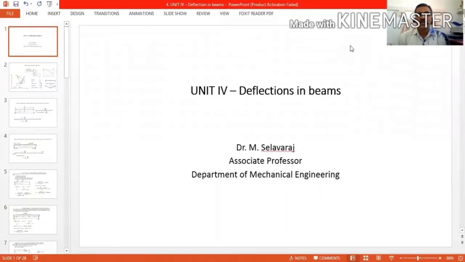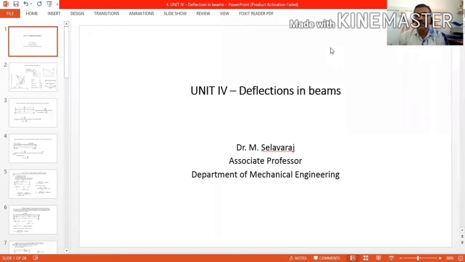So today we are going to discuss how to calculate deflection in beams. When a body is subjected to axial load, how do we find the deflection? We know delta is equal to PL by AE. That is the equation. But when a shaft is subjected to torsion, how do we calculate the angular twist? We know T by J is equal to tau by R is equal to G theta by L. Here theta is the angular deflection. You can calculate the value of theta.